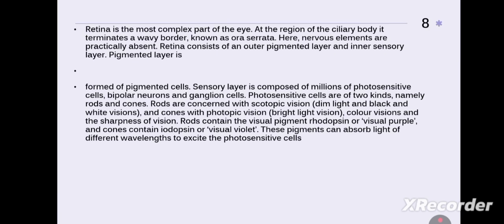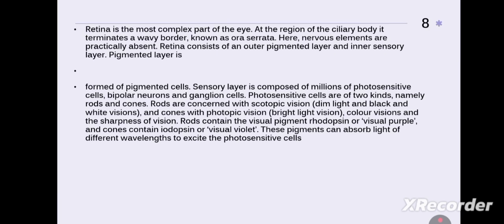Sensory layer is composed of millions of photosensitive cells, bipolar neurons and ganglion cells. Photosensitive cells are of two kinds, namely rods and cones. Rods are concerned with scotopic vision and cones with photopic vision, color vision and the sharpness of vision.